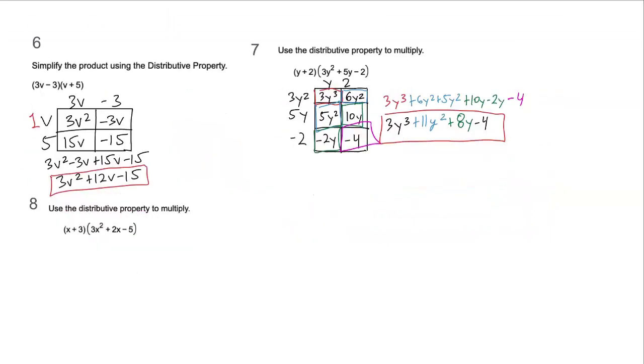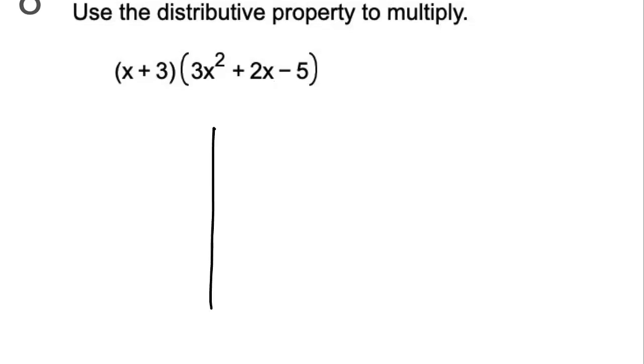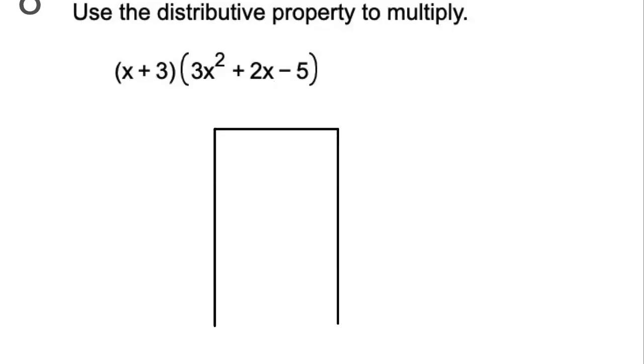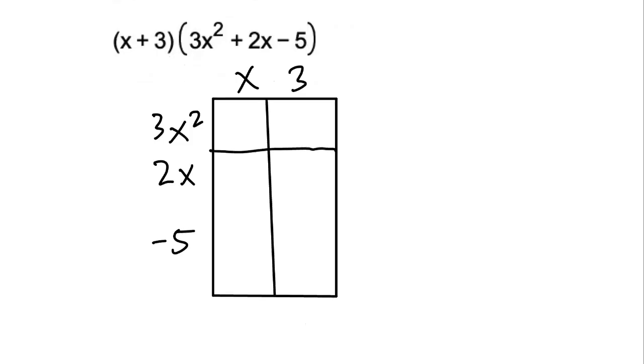Okay, last problem. It's another practice one. It's another 2 by 3. So we're just gonna do the box method. It makes it easier. (x + 3)(3x squared + 2x − 5). It's another 2 by 3.